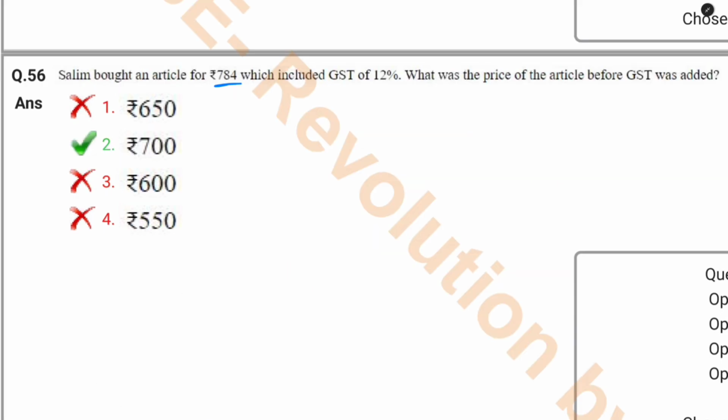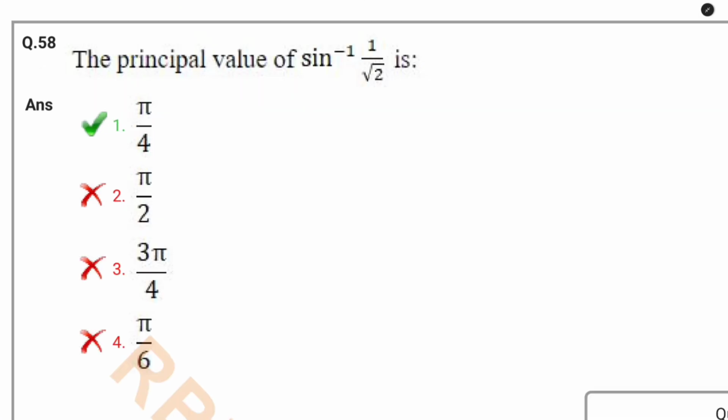Salim bought an article for 784, which included GST 12%. So that means this will be 112%, which will be the cost. What was the price of article before GST? So 784 into 100 divided by 112. So here 112 7 times. So 7 into 100, 700.